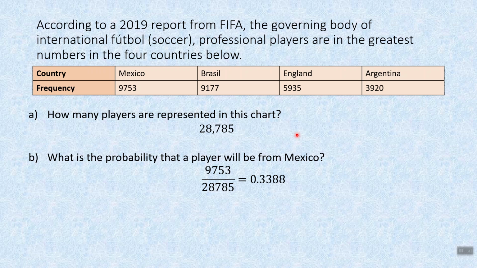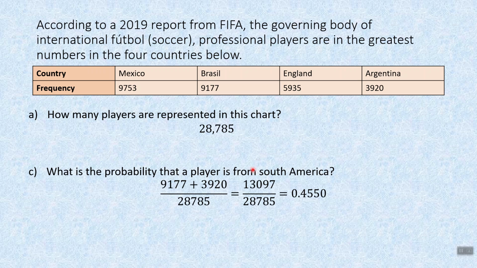What is the probability that a player will be from Mexico? Well, the number observed, 9,753, is our frequency that a player is from Mexico, divided by the total number of trials. The number of trials is the total number of players, 28,785. And we find that a little over a third of the players internationally out of the top 4 represented are from Mexico.